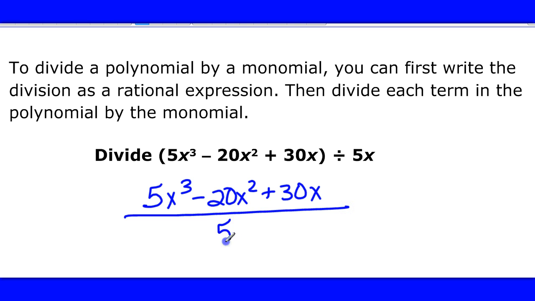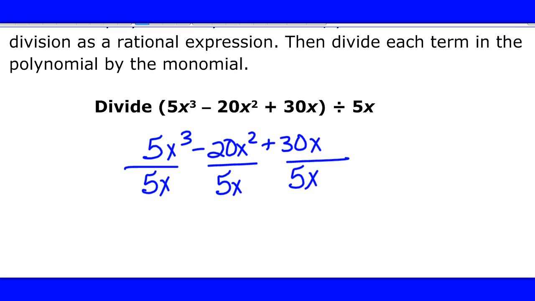divided by 5x. Now, just a reminder, when you're dividing this polynomial by a monomial, that means each term in the polynomial is divided by that monomial. So an easy way to do that is to just give each one its own denominator. Okay? And then we can just simplify or reduce these. So this becomes an x squared. This becomes minus 4x. And this becomes a positive 6. And there it is.